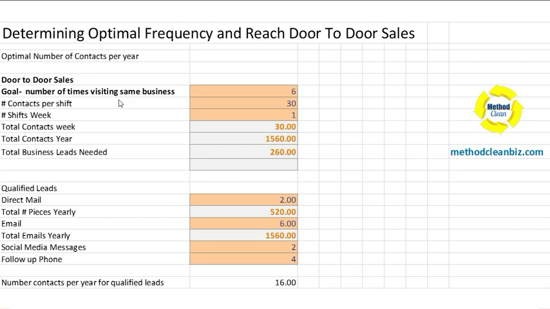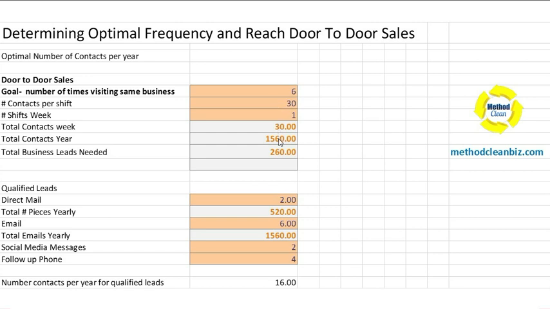The next question is, how many businesses can I contact per shift? Regardless of whether you do one-hour shifts or 3-hour shifts, it doesn't really matter. We want to figure out how many businesses I can practically visit in a shift. Then, how many shifts am I going to do a week? Am I going to do one a week? Twice? Every day? Everybody will come up with their number. In this sample, we're going to visit 30 businesses a week.